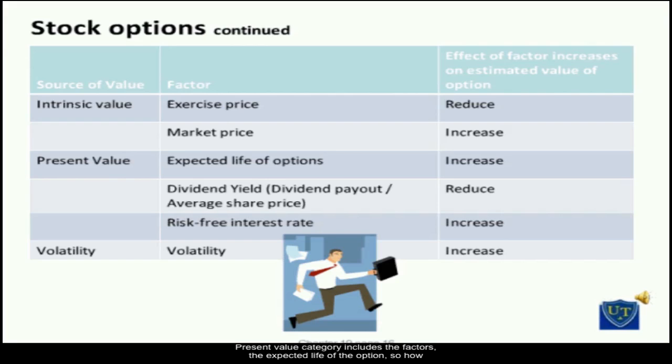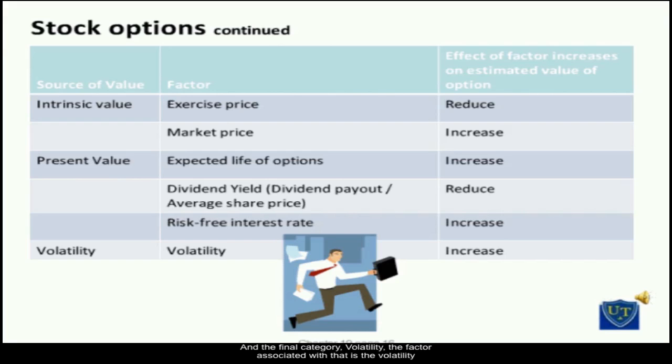Present value category includes the factors the expected life of the option, so how long does the holder of the security have the right to make this acquisition, the dividend yield, and the risk-free interest rate. Dividend yield, notice, actually reduces the estimated value of the option because the holder of the option does not receive dividends. Those would only go to the current shareholders, so while the person holds the option, they do not receive a cash dividend or a stock dividend.